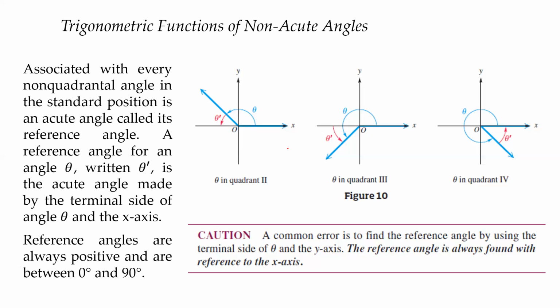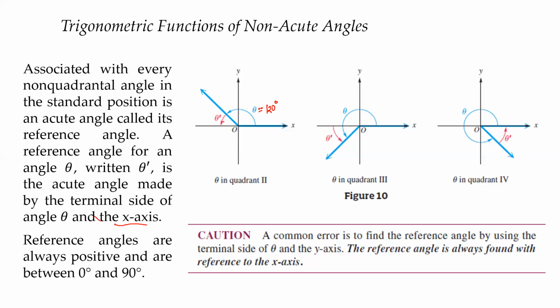So say for example, let us say for this case, our theta is equal to 120 degrees. How much more angle is needed for it to become 180? Because again, our reference angle is always measured from the x-axis. So for our 120-degree angle, it needs 60 more degrees to become 180. Therefore, our reference angle for a 120-degree angle is 60 degrees.